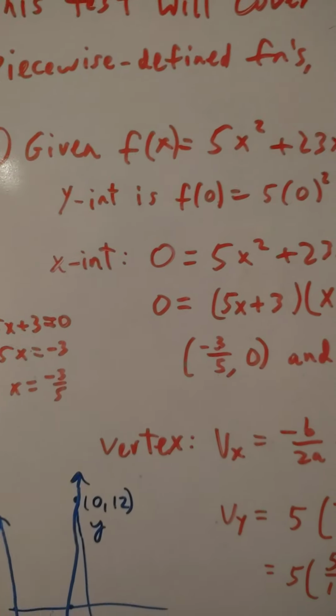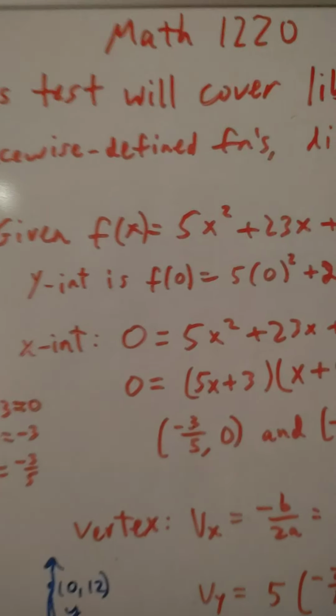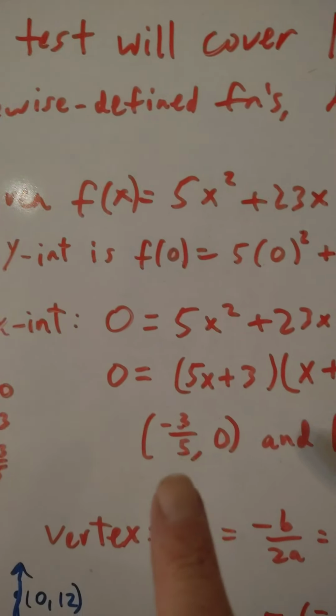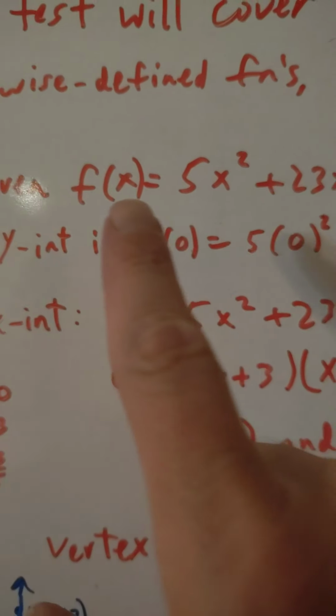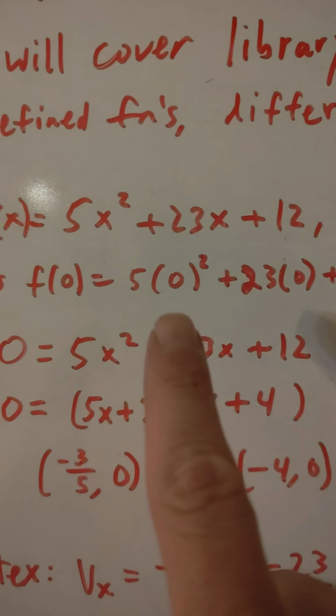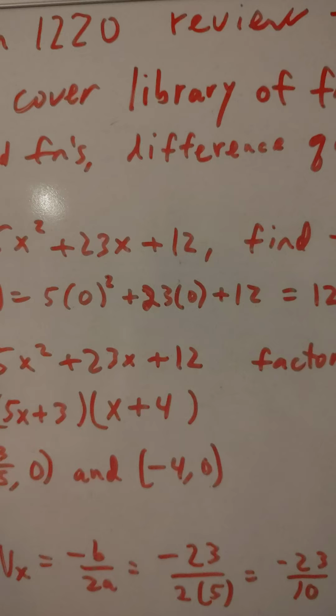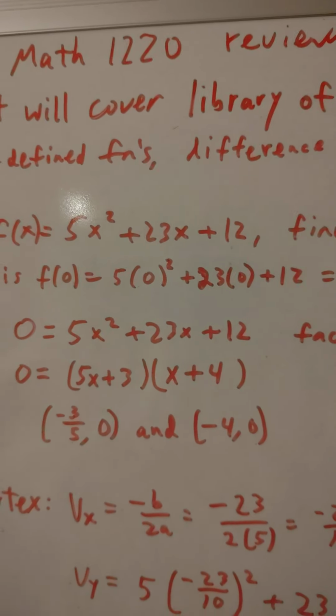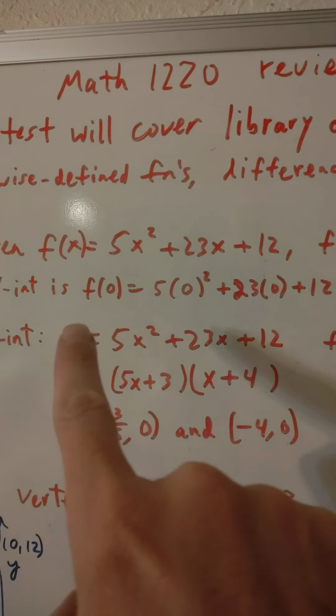Okay, so let's do the y-intercept first. It's always easy to find the y-intercept, easier than the x-intercept. You just let x equal 0. So f of 0 equals, then just plug in 0 for all x's. That's the definition of a y-intercept. So that's the first step right there.